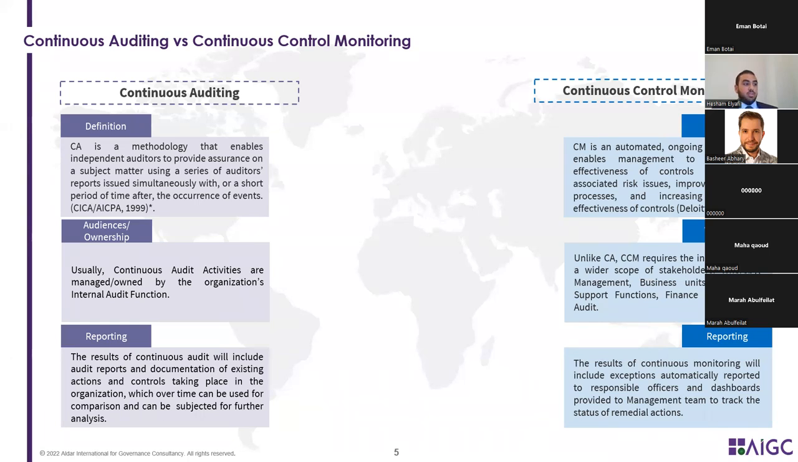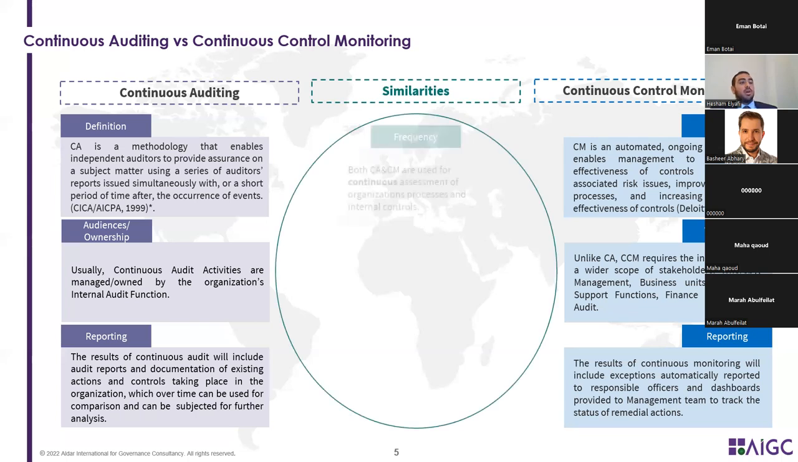In comparison with the reports that used to be generated from continuous auditing, continuous monitoring will include more exceptions that are automatically reported to responsible officers, and dashboards provided to management to give them a status of ongoing remedial actions. So although they might seem similar, there are some differences between both of them.